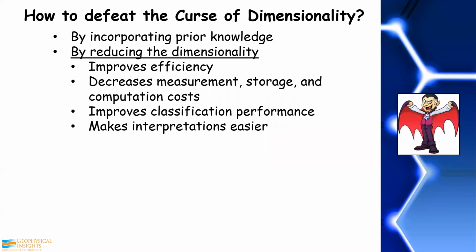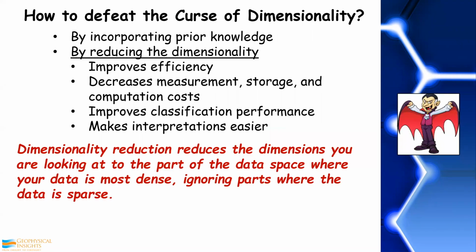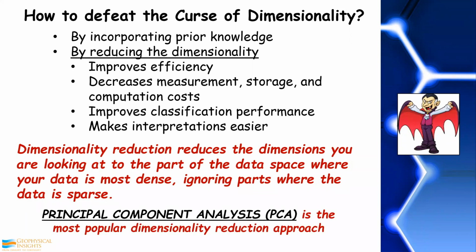Or you can reduce your dimensionality by employing dimensionality reduction techniques. Some of the benefits are listed here. So dimensionality reduction brings the dimensions you're looking at down to the part of the data space where your data is dense and ignores the parts where the data is sparse. And the most popular way to do this is through principal component analysis. And on some of the projects I used to work on, we would have hundreds of attributes.